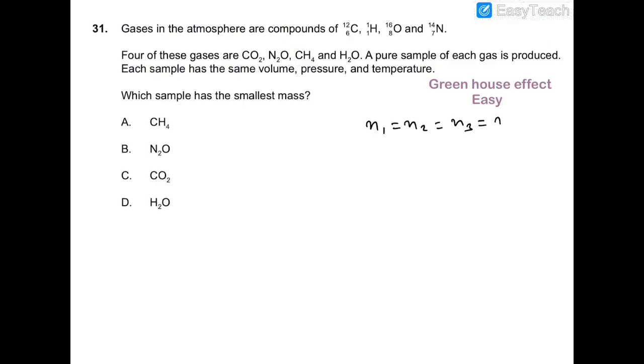Okay, so the smallest mass, if the number of moles is the same, then m by M is constant. Then we can say that m is proportional to M. So we know that the smallest mass of the gas would be methane. So the correct answer would be A because the molecular mass of methane is smallest. Now let us move on to the next question.